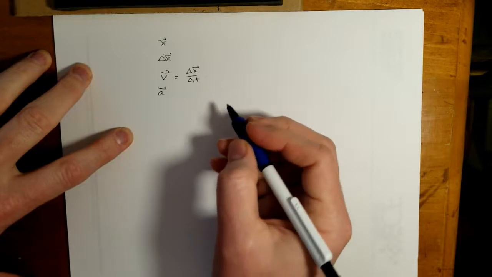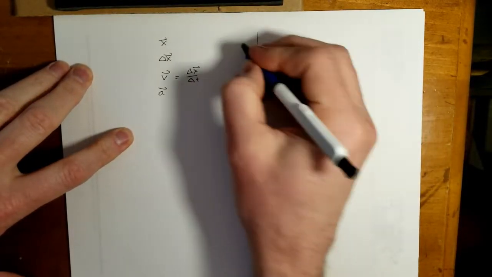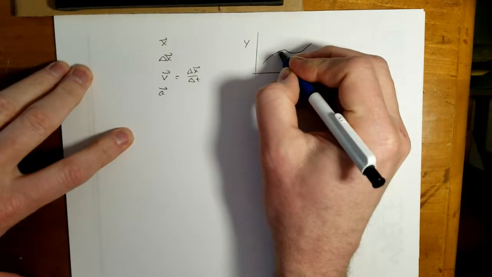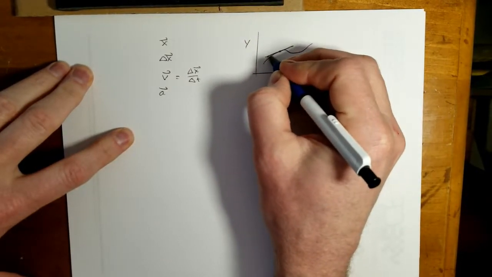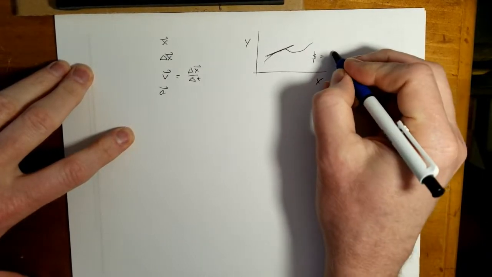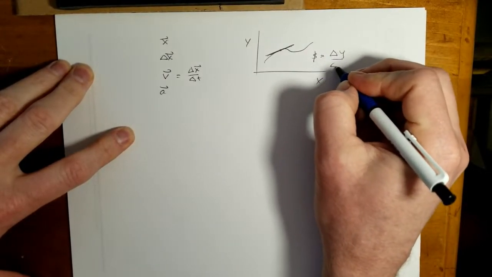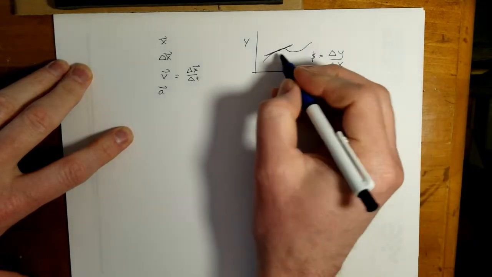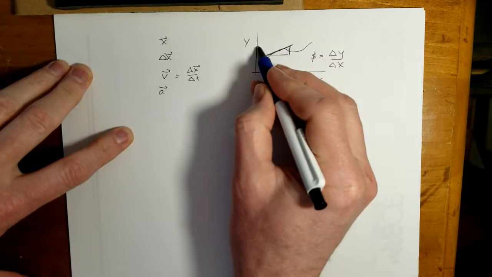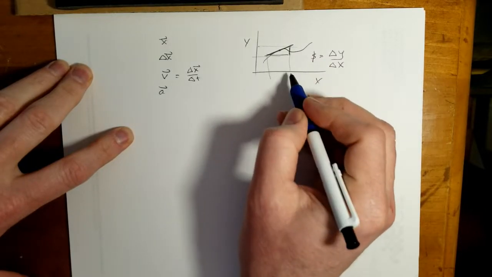Well, that should look very familiar to you. If you have an XY plot, and I wanted to find the slope at a particular point here, slope is rise over run, or in other words, the slope is the change in y over the change in x. So if I take 2 points on a straight line here, it is the rise, the change in the y values divided by the change in the x values.